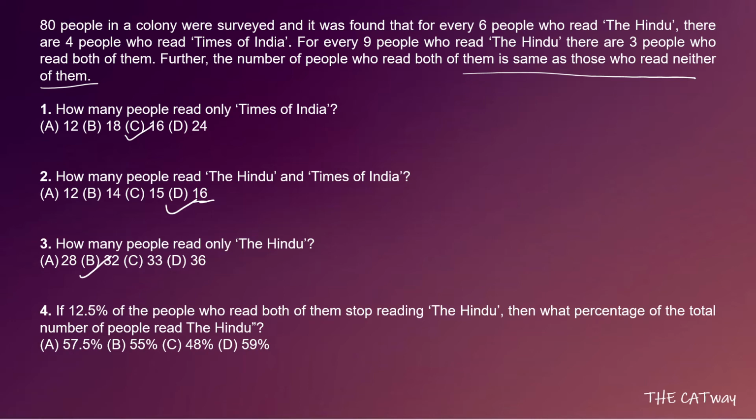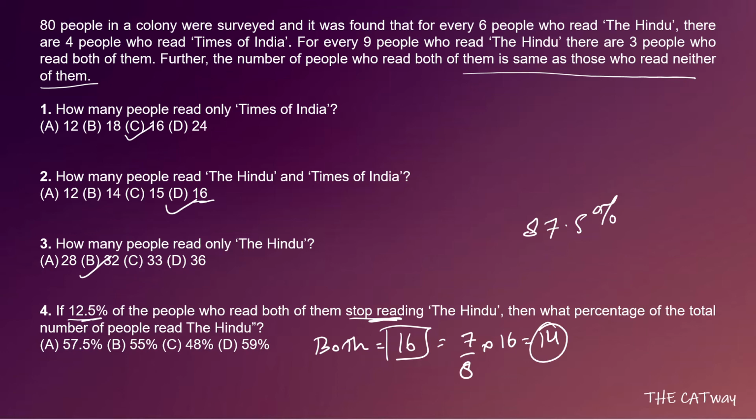Coming to question number 4, if 12.5% of the people who read both of them stop reading the Hindu, then what percentage of total number of people read the Hindu? So both of them is read by 16. It is saying that 12.5% of them stop reading, that means 87.5% will still read. 87.5% means 7 by 8, so 7 by 8 of 16, that is 14. So now it is being said that both will be read by 14, and the other two people who were reading both of them went to Times of India.